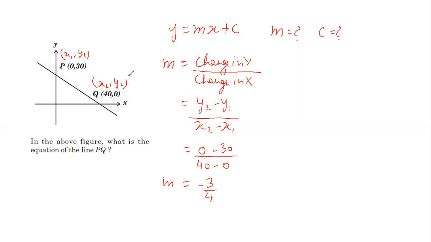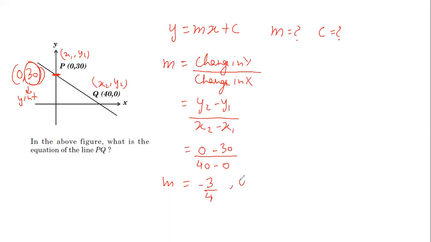So I got the slope. And do I really need to make any effort for the y-intercept? I already told you what we mean by y-intercept: the point where it hits the y-axis. So this is the y-intercept, which is already given to me as (0, 30). So the y-intercept is directly given in the question, that's 30.